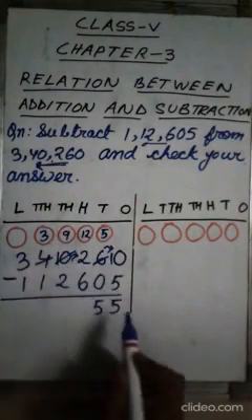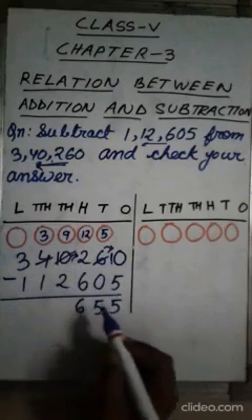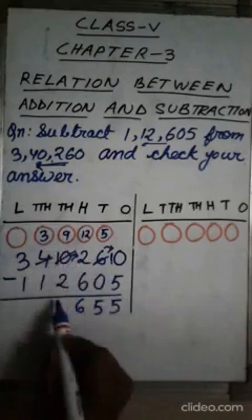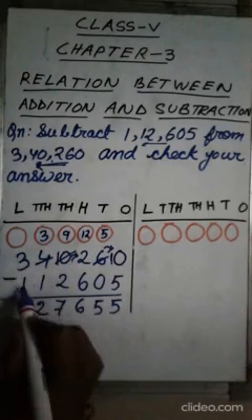become 9. So 12 minus 6 is 6, 9 minus 2 is 7, 3 minus 1 is 2, and 3 minus 1 is 2.